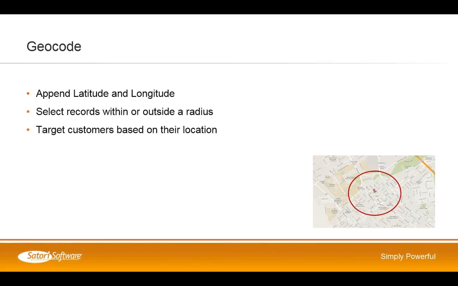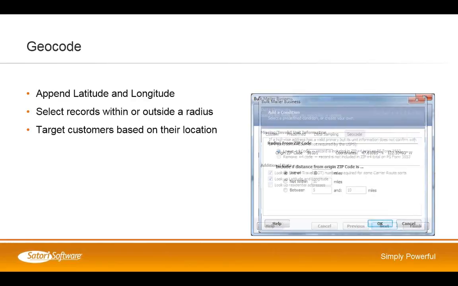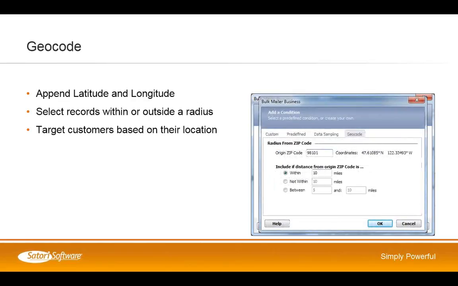That's right. So to access the Geocode add-on, you would add the key, and then within the address correction wizard, you would select the lookup latitude and longitude option. Once you have that latitude and longitude added to your list, you can go into the group wizard, and there's a specific tab that's just all about Geocode. You can enter a zip code, from a 5-digit zip code all the way down to a 9-digit zip code, so you can get really specific about the information there.